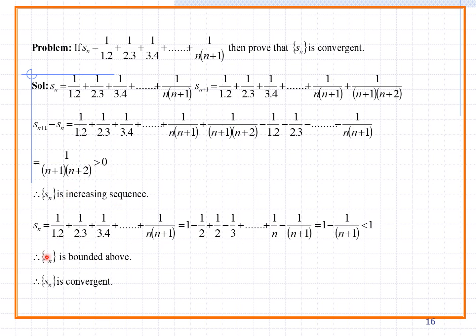So Sn equals 1 by 1 into 2 plus 1 by 2 into 3 plus 1 by 3 into 4, and so on, 1 by n into (n plus 1). You can remove that minus 1, so automatically it is less than 1, which is the upper bound. Therefore Sn is bounded above. Therefore Sn is convergent.